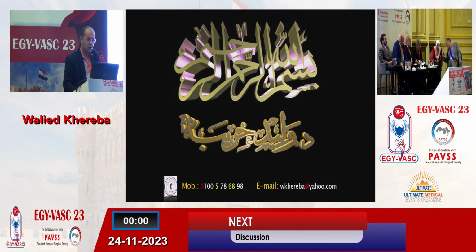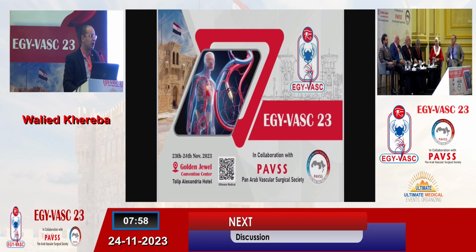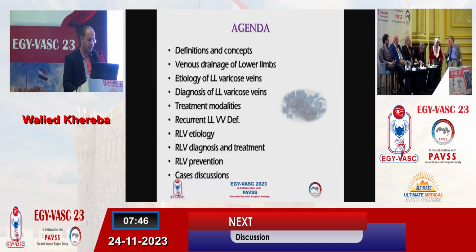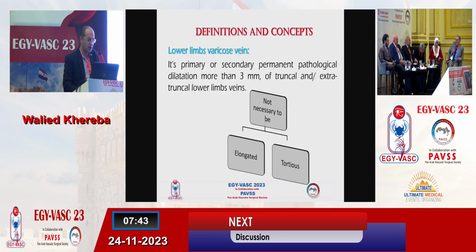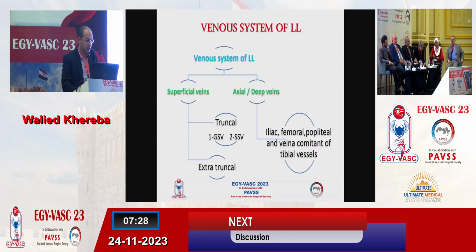The main objective of this presentation is to have a uniform, clear definition of recurrent lower limb varicose veins, to use in research. By definition, lower limb varicose vein is a primary or secondary permanent pathological dilatation of more than 3 millimeters of truncal and or extratruncal lower limb varicosity, not necessarily elongated or tortuous.